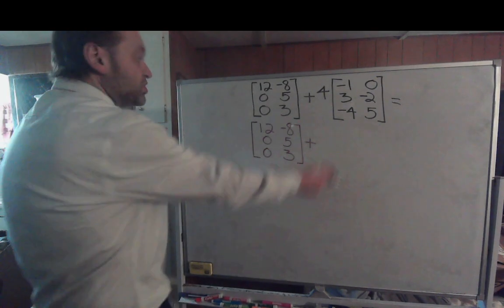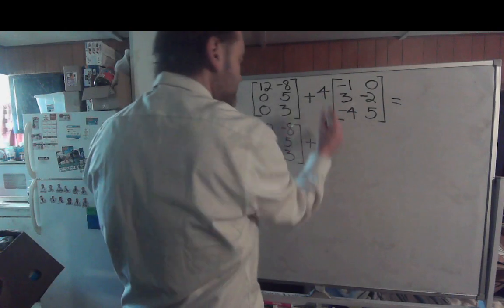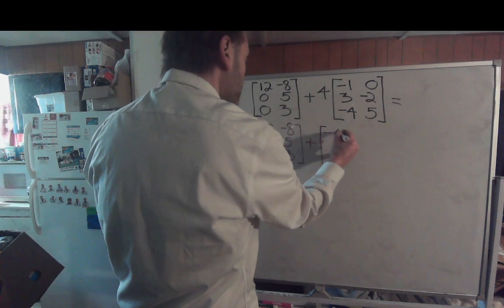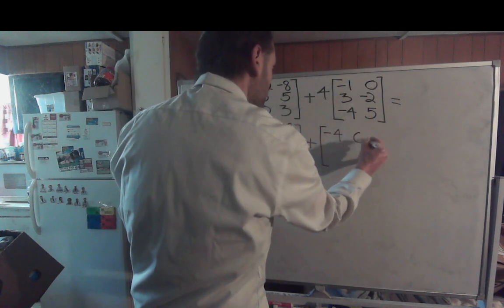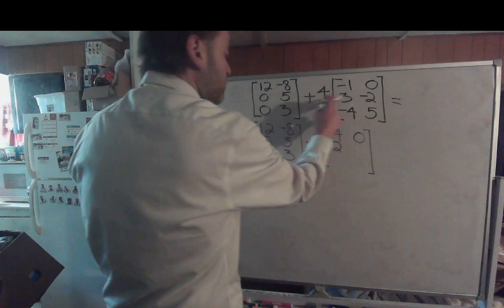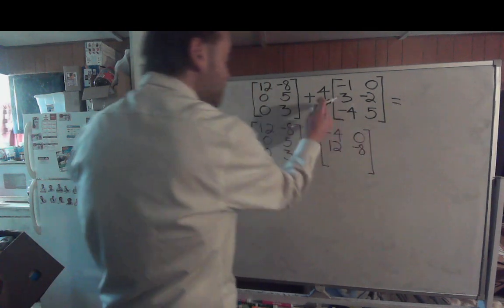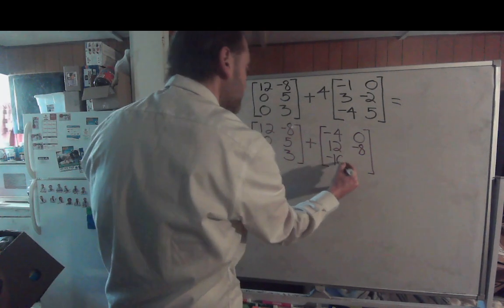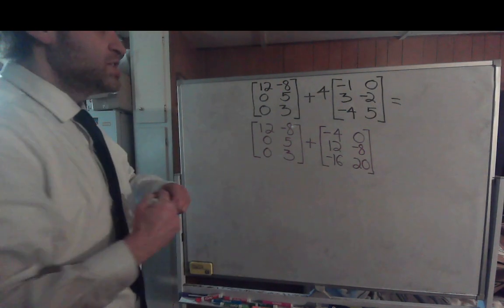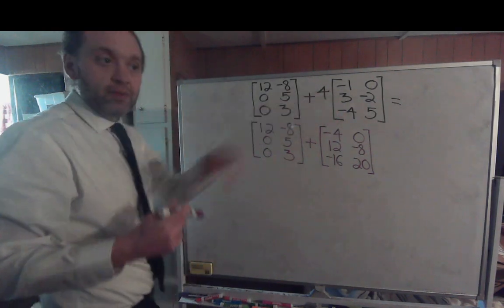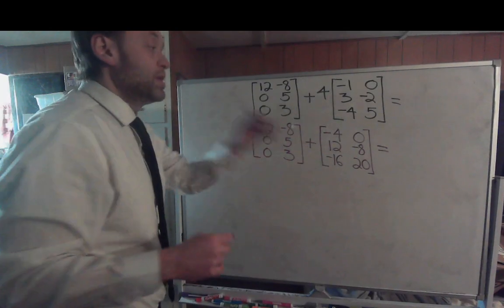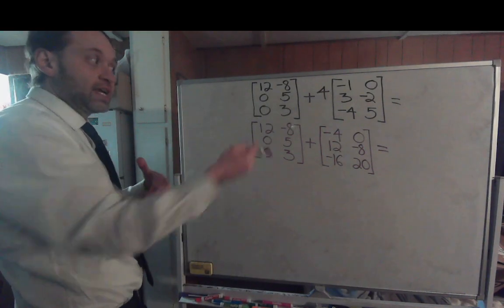Plus, now we're going to multiply this entire second matrix by that scalar multiple of 4. So if we do that, 4 times negative 1 is negative 4. 4 times 0 is still 0. 4 times 3 is 12. 4 times negative 2 is negative 8. 4 times negative 4 is negative 16. And then 4 times 5 is 20. So you see what I did there? I just took the second matrix, multiplied it by the scalar multiple of 4. Now I have this in a form I can work with. Always take care of your multiplication before you take care of the addition.